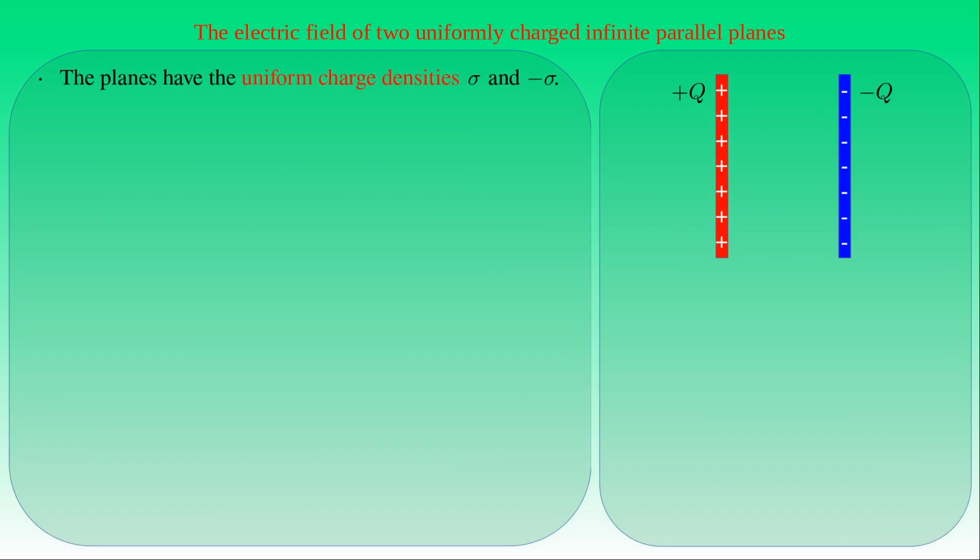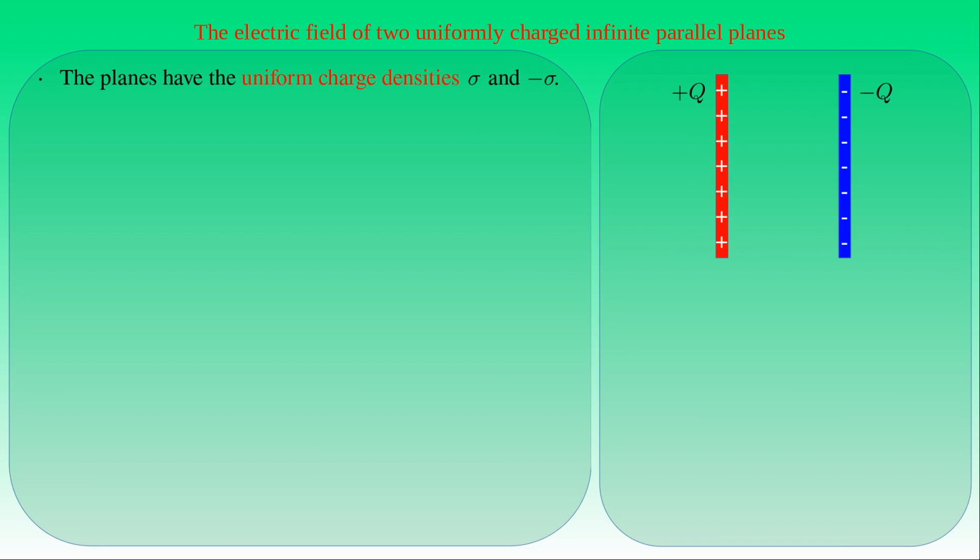We can apply the result obtained for a uniformly charged infinite plane sheet to determine the electric field created by 2 uniformly charged infinite parallel planes. We assume that one of the planes has the surface charge density sigma and the other one has minus sigma, that is, the planes have the same amount but opposite charges, plus q and minus q.